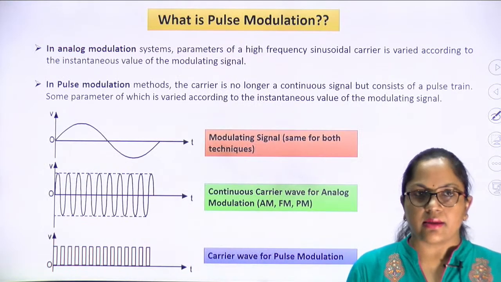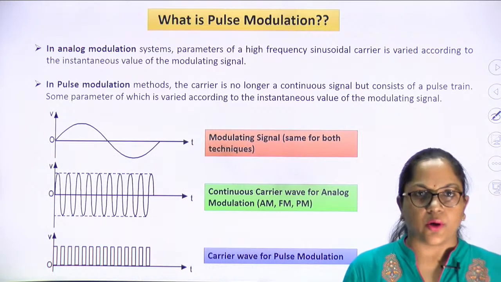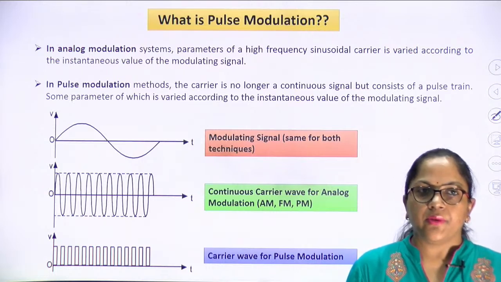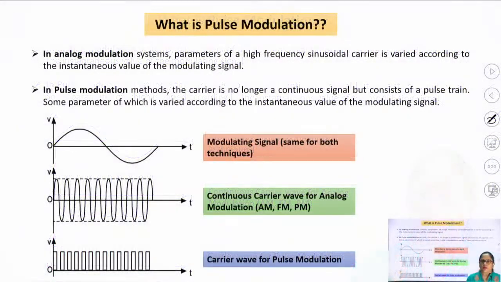First of all, let us understand the meaning of pulse modulation. In previous video lectures, we have seen continuous carrier wave modulation. Now, what is pulse modulation and why is it required? We know what modulation is. In modulation, we vary any one parameter of a carrier signal according to our information.